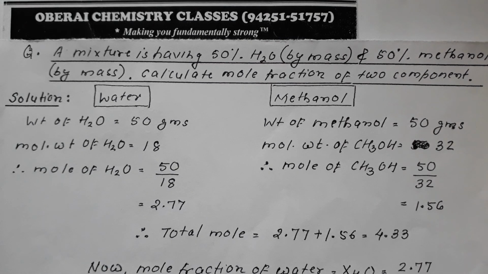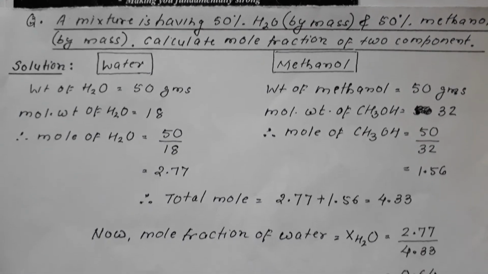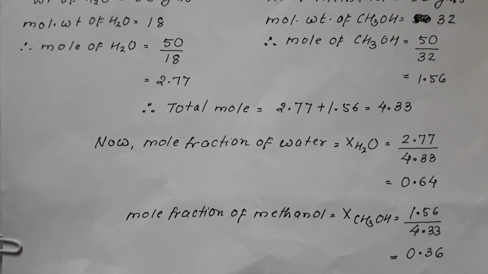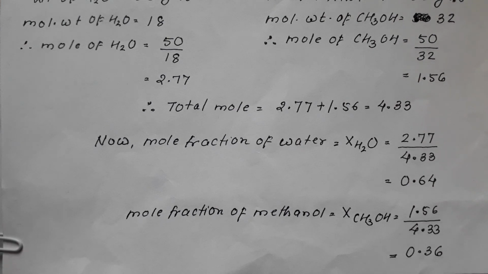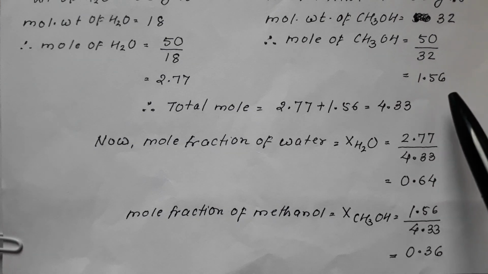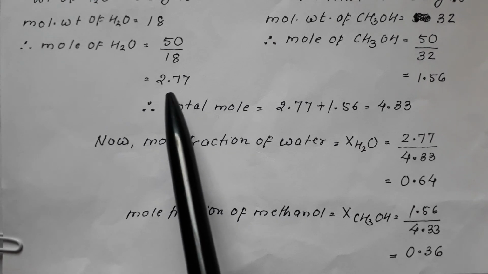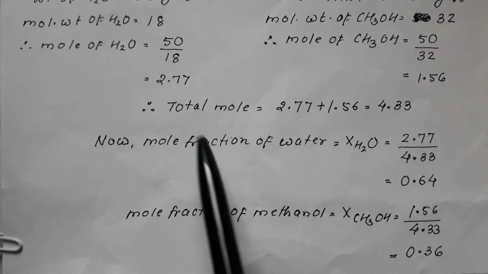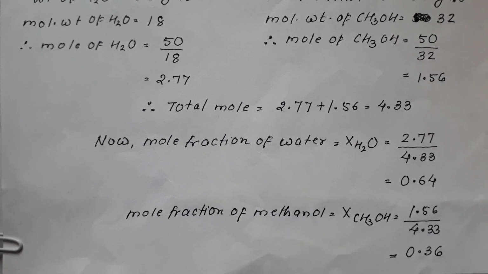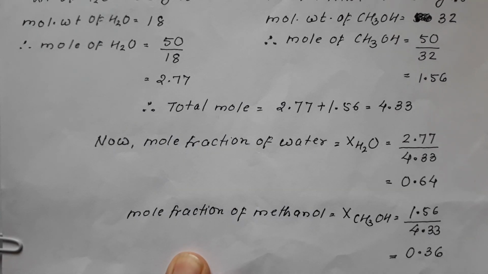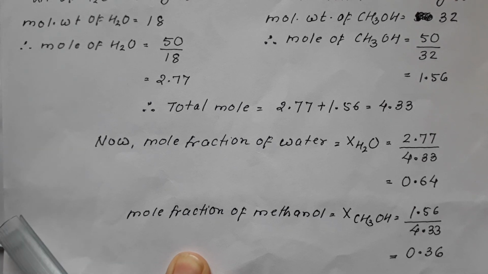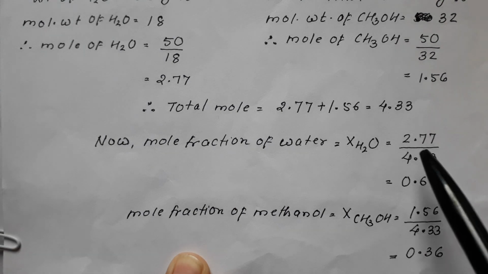Which means the mole of water is 2.77 and the mole of methanol is 1.56. Therefore, what would be the value of total mole? The value of total mole is 4.33.